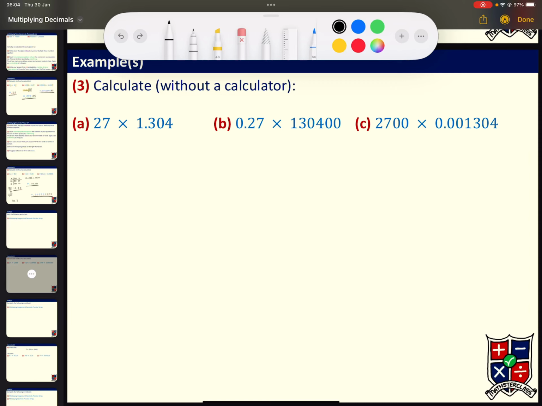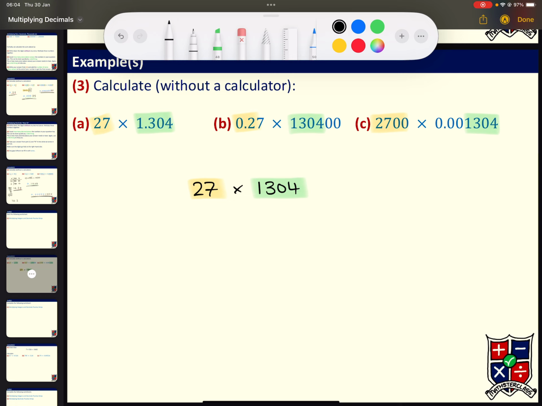Multiplying decimals. Each of the following questions has the same digits in different place values. So the first number for each of these involves a 27, and the second number involves a 1304. If we multiply these two numbers together, we're going to get the digits that will be present in every single one of the answers to these three questions. The only thing we have to figure out is the place value after that.